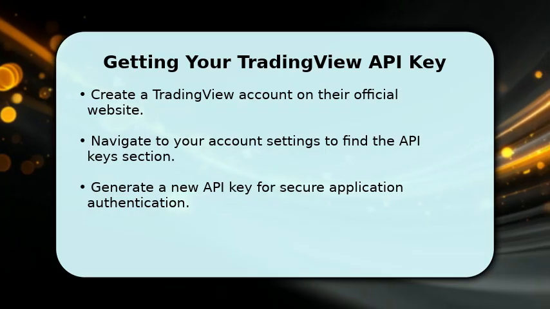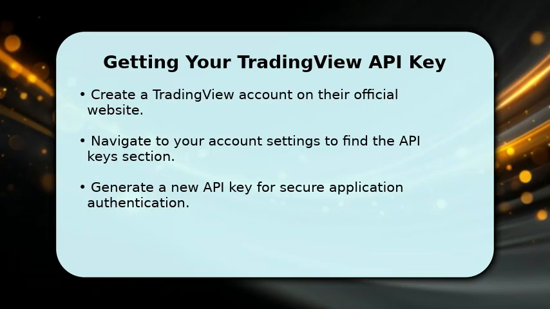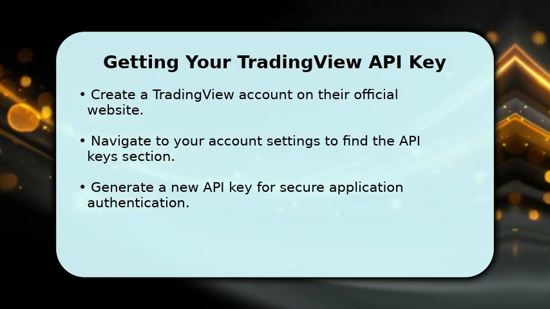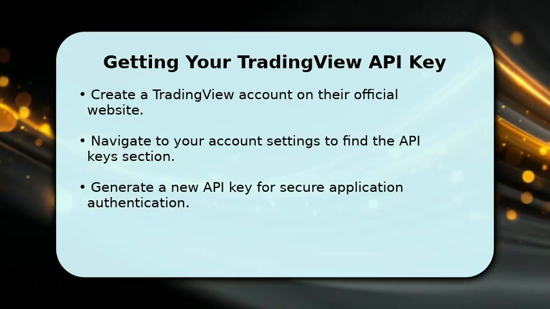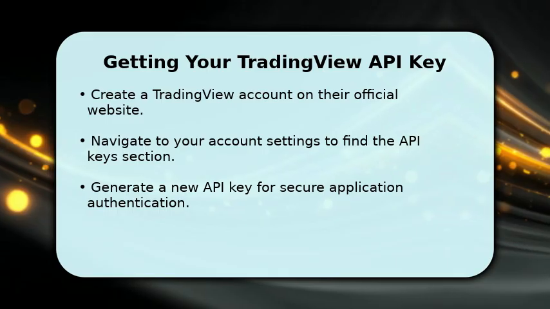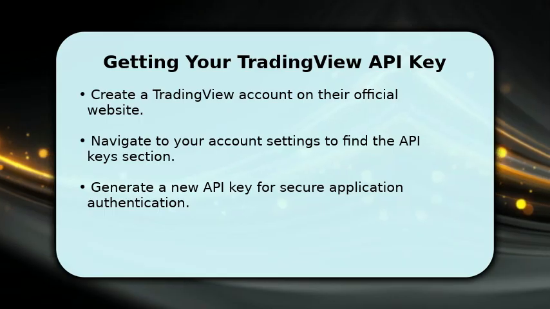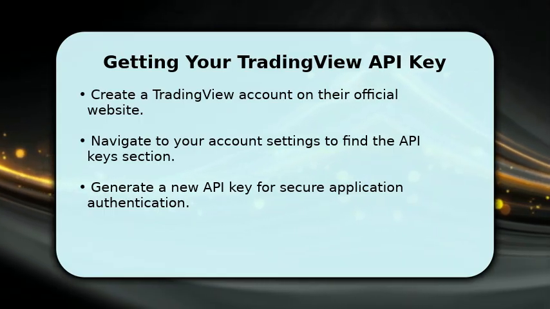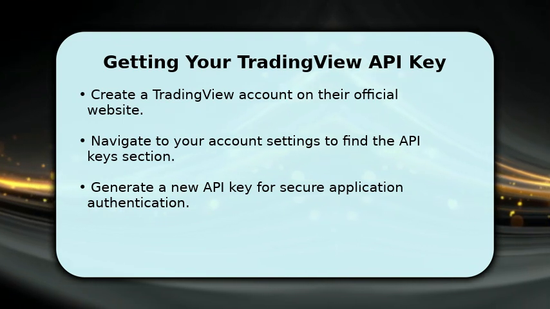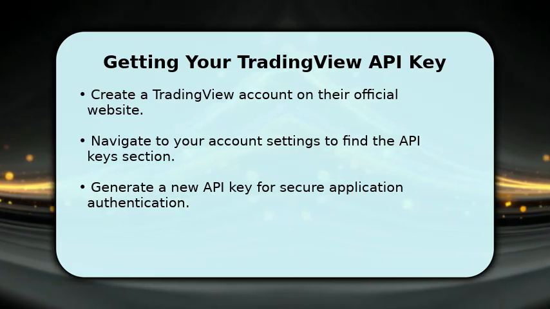To begin, you will need a TradingView account. Once logged in, locate the Settings menu, usually found under your profile. Within Settings, look for an API Keys or Developer section. Here, you can generate a unique API key. This key is essential for authenticating your applications and accessing various financial data, including real-time market quotes and historical prices. Remember to keep your API key private and secure, as it grants access to your account data.